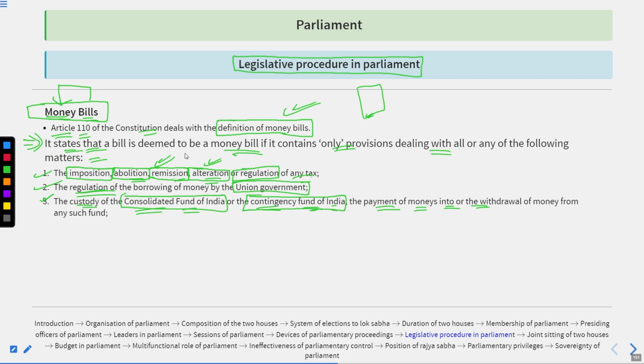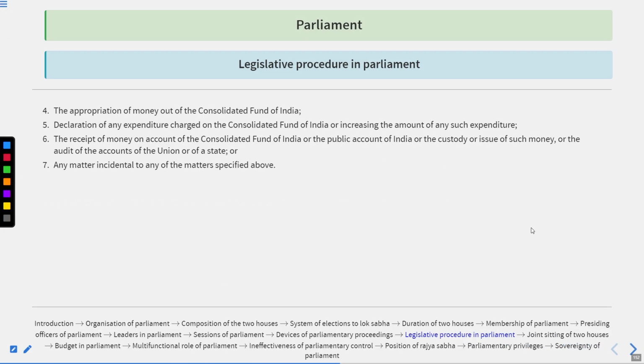So if we come back to this after understanding all these conditions, then we can say that if the bill contains all of them or any of such conditions, then it will be considered as a money bill. After this, these are also the conditions. The appropriation of money out of the Consolidated Fund of India. It means that different ministries of the government require funds to spend in a given financial year. How will that money be withdrawn? That will be a part of this.